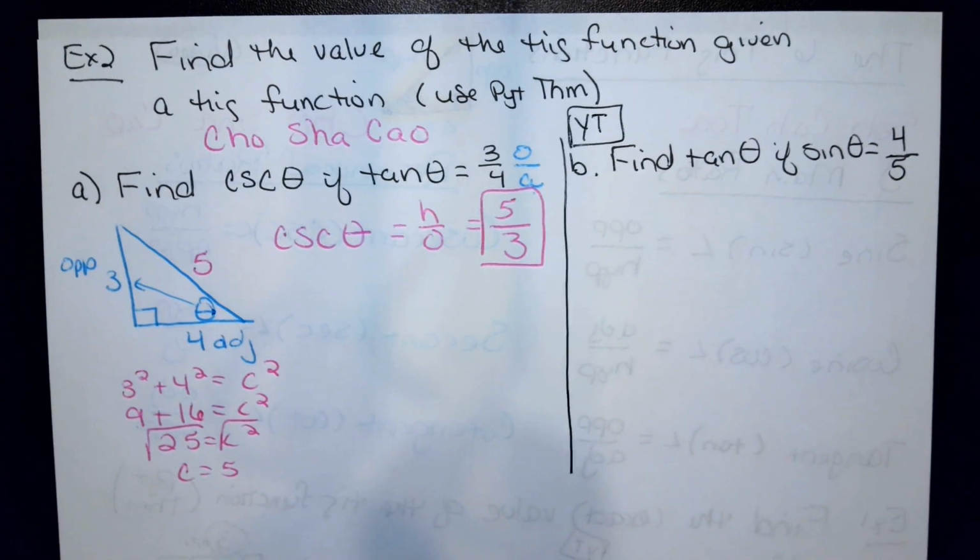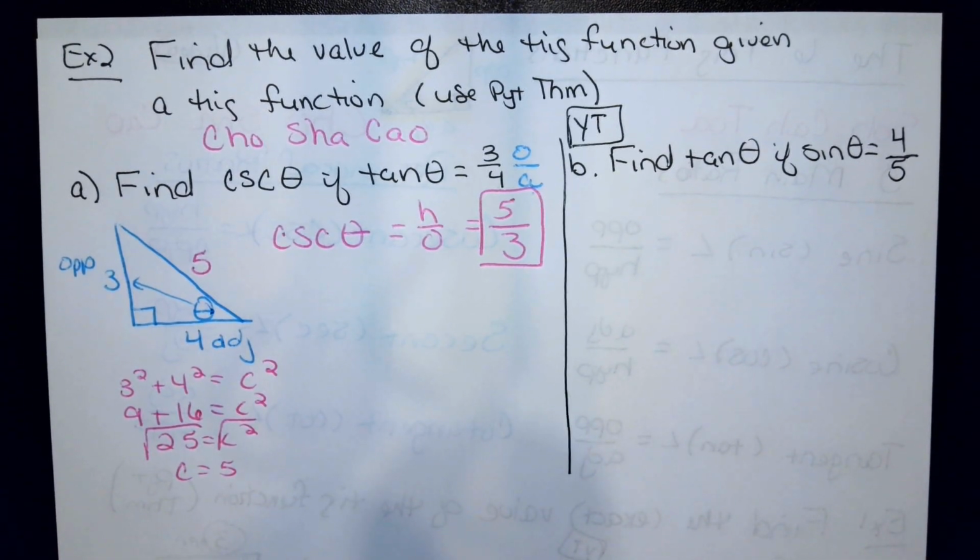All right, so try this one. This one should be a pretty easy one. Find the tangent of theta if the sine of theta is 4 over 5. So draw your right triangle, label your sides, find the missing side if you need it using the Pythagorean theorem, and then find the tangent of theta. So if you'll pause the video right here for about 2 minutes.